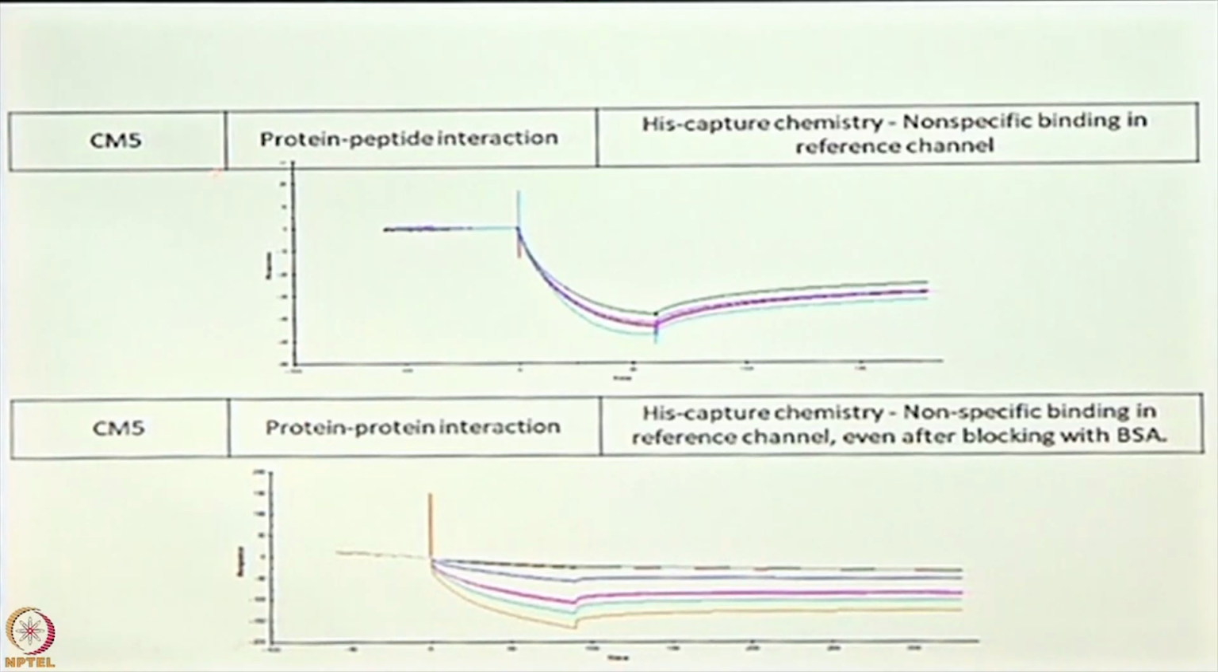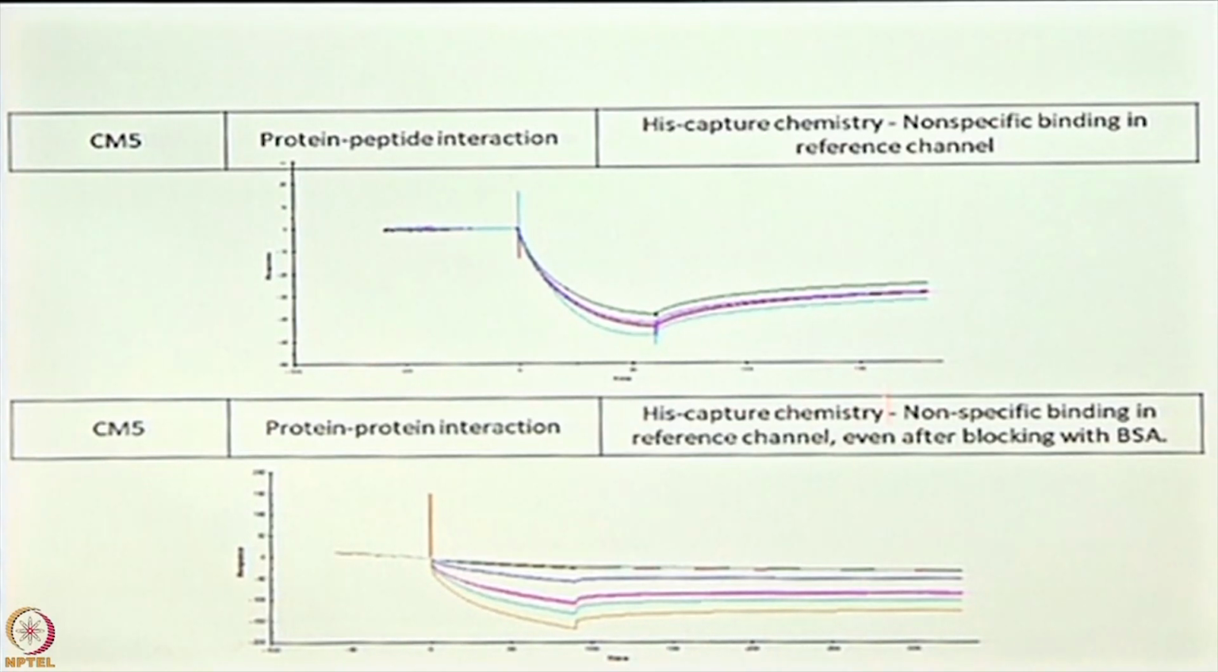So here you can see that we tried the, do you know about the CM5 chips? CM3 chips? Yeah. So these are chips with the dextran molecules to which the protein binds. You can immobilize them. So we tried the CM5 chips here, which is normally used for these kind of protein peptide interaction studies, and we also tried the histidine capture chemistry by having the nickel NTA on this.